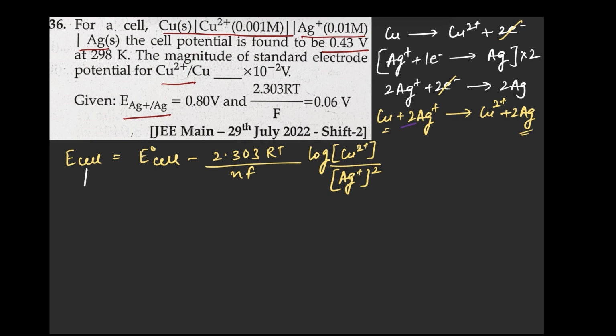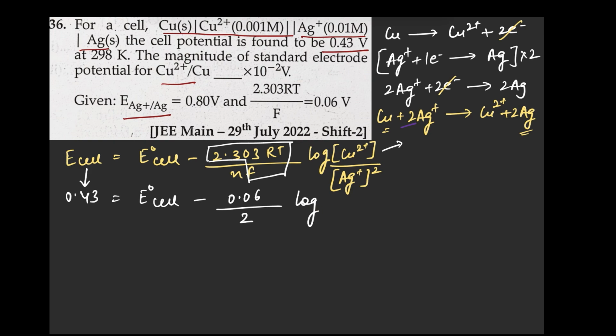Now E cell is given in the question as 0.43 volts. E naught cell minus now 2.303 RT by F. This value is given in the question as 0.06, divided by n. n is the number of electrons. So the number of electrons taking part in this redox reaction is 2. Log concentration of copper ions is given in the question as 0.001. This can also be written as 10 to the power minus 3. And silver ion concentration is 0.01 and it is raised to the power 2.